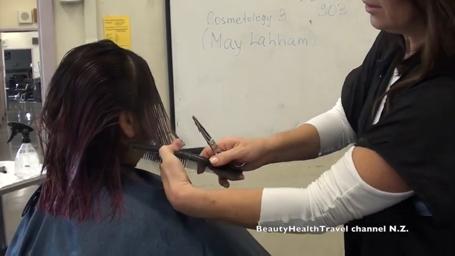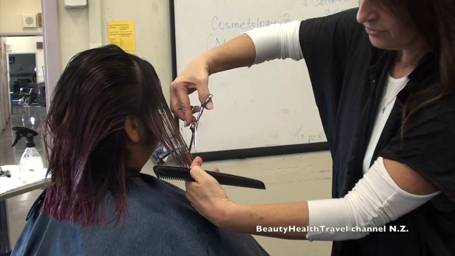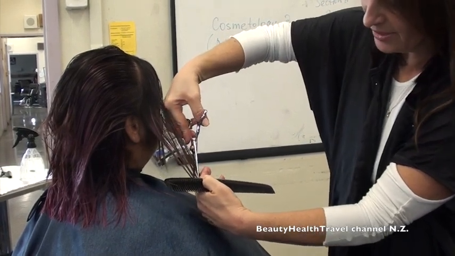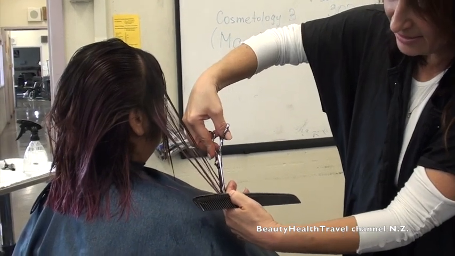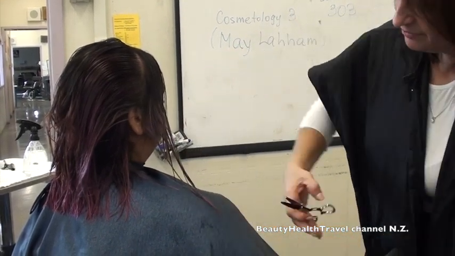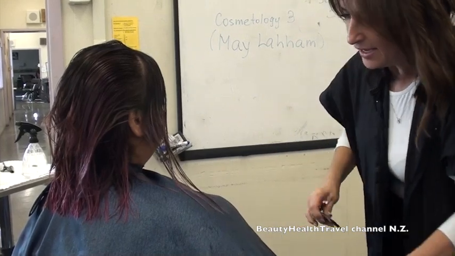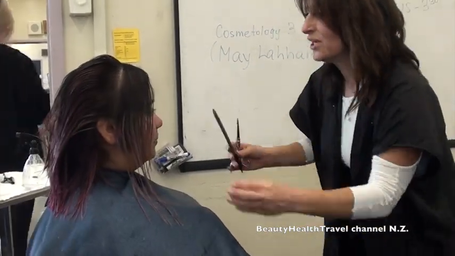Here's her bang, so I'm going to move my comb over. As soon as that falls, I'm going to go in. My shear is pointing down towards the length. I'm opening and closing slightly as I move down to the bottom. Take a look at it. Okay, that looks okay. So now I want to check it with the other side.